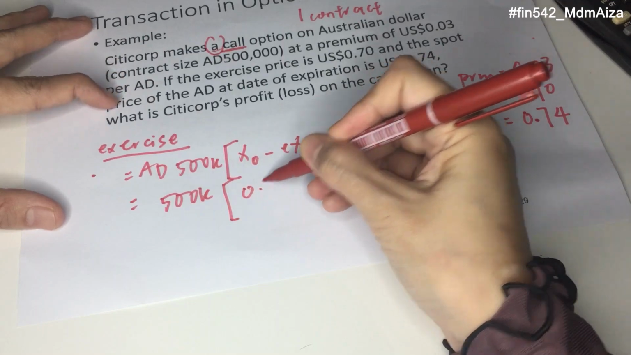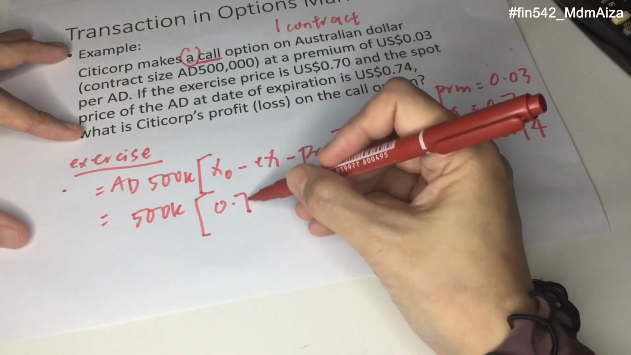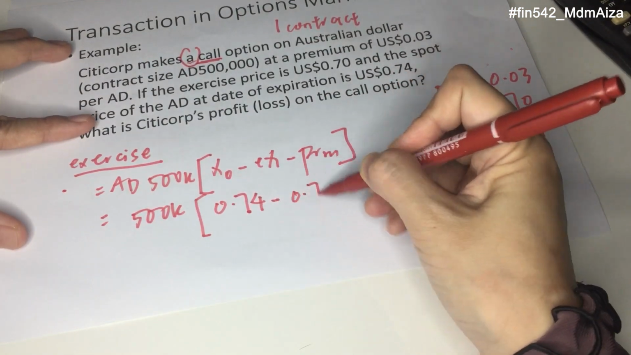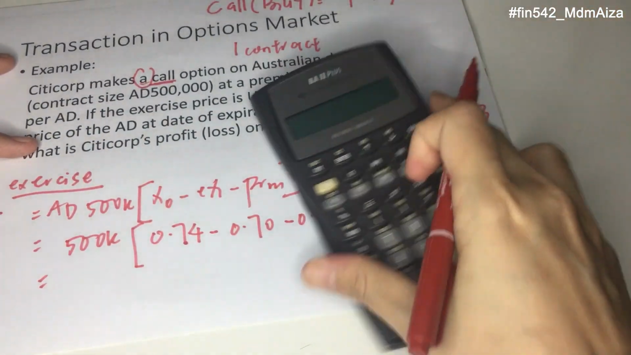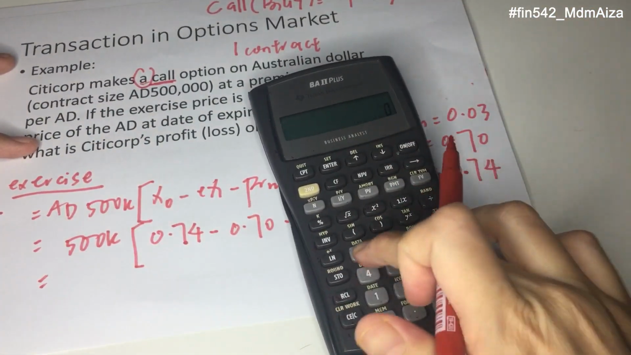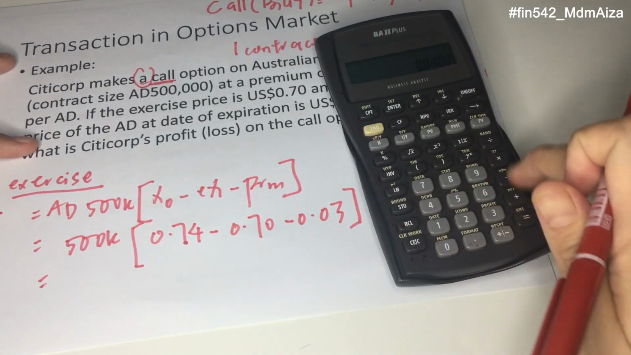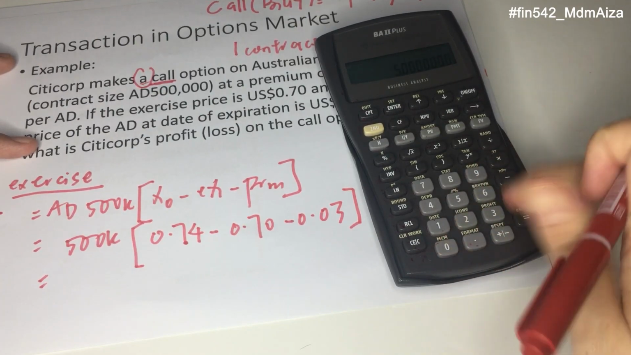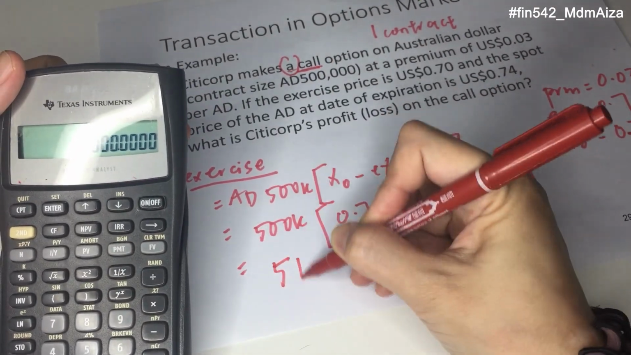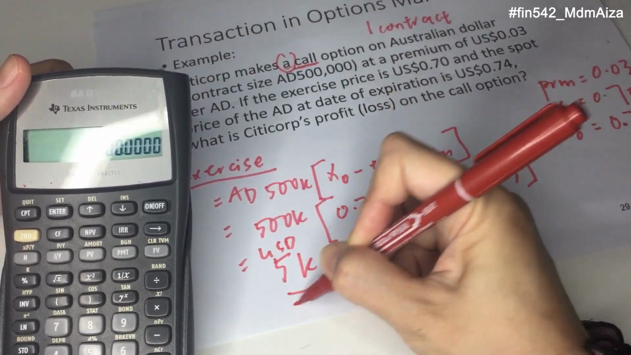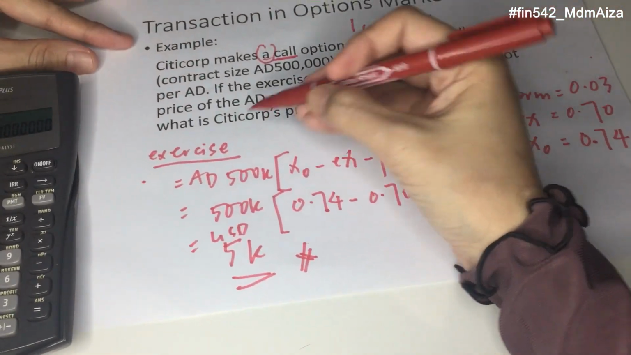My exercise price is in USD. Same as futures, your transaction must be in USD. So 0.74 minus 0.70, minus 0.03, I multiply by 500,000, so I'll get a profit of 5,000 USD. Okay, this is if I exercise.